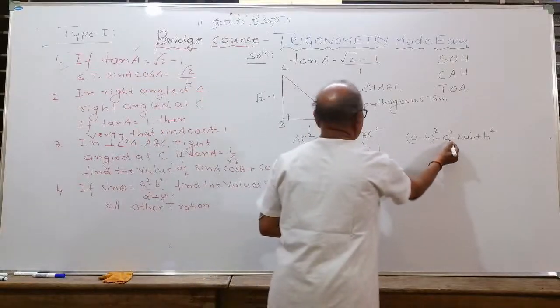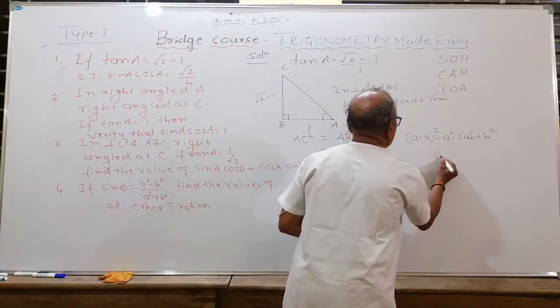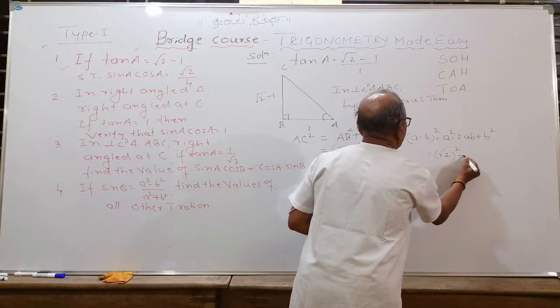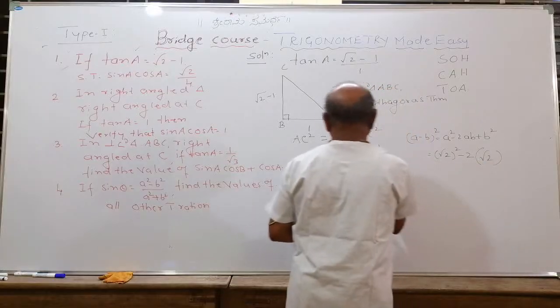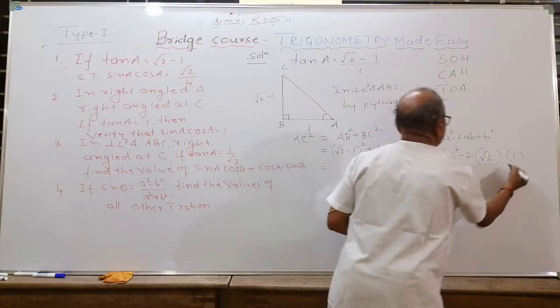(A minus B) whole square. A square becomes root 2 square, minus 2 into A, which is root 2, and B becomes 1.